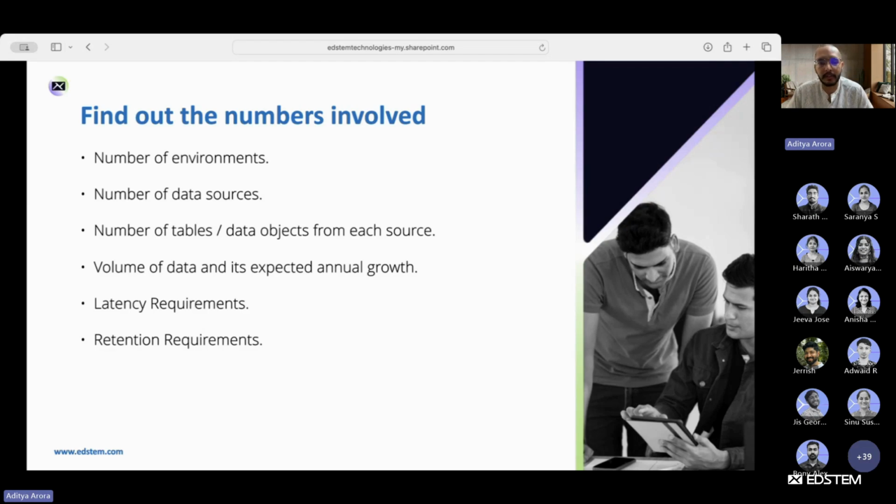Whether you run your processes once a day, once a week, once an hour, once every 10 minutes, that kind of stuff you need to know. And you need to get exact numbers for it because that's going to impact your compute calculations as well. Then retention requirements. Like I said, data warehouse, one of its fundamental purposes is to maintain history.